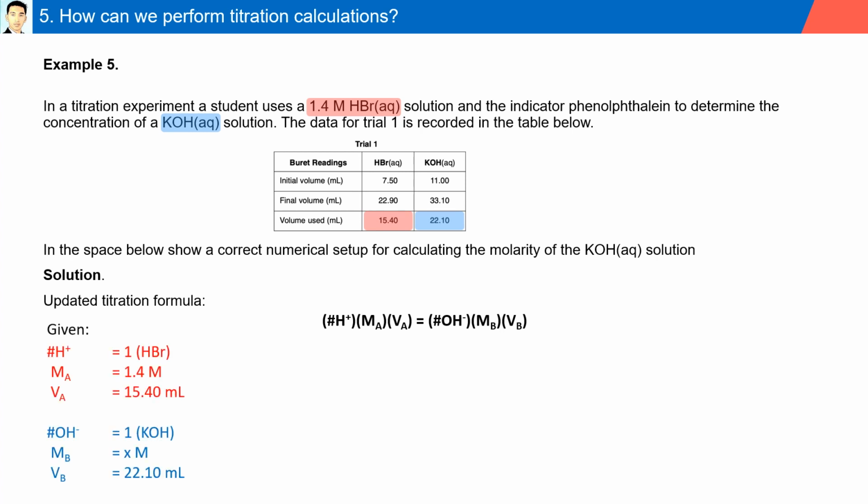The given. For our acid HBr, there's 1 hydrogen, so the number of H is 1. The molarity of the acid is 1.4 M and the volume is 15.4 ml. For the base, there's 1 OH present. The molarity of the base is unknown, that is what we are supposed to calculate. The volume of the base was 22.10 ml. Plugging into our formula, we have the numerical setup as 21.56 equal to X multiplied by 22.10.